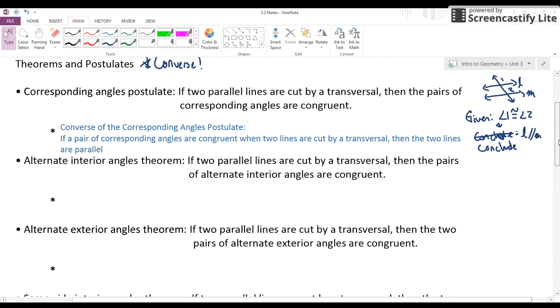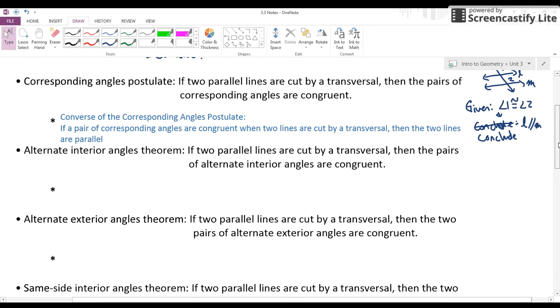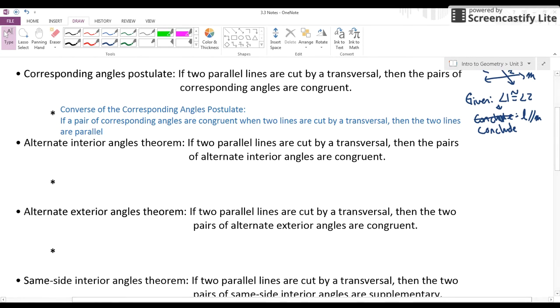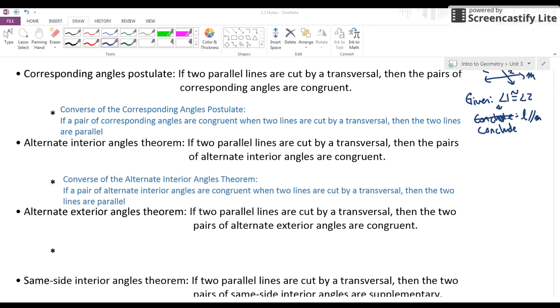You can probably figure out the rest because all we're doing is flipping P and Q with all of these theorems. So let's take a look at the alternate interior angles theorem. Using the converse of the corresponding angles postulate is not the only way to prove lines are parallel. We can also use the converse of the alternate interior angles theorem. So let's go ahead and write that one down. All right, so there it is again. Basically, if you have two lines cut by a transversal and a pair of alternate interior angles are congruent, then we can take that further and say those two lines must have been parallel.